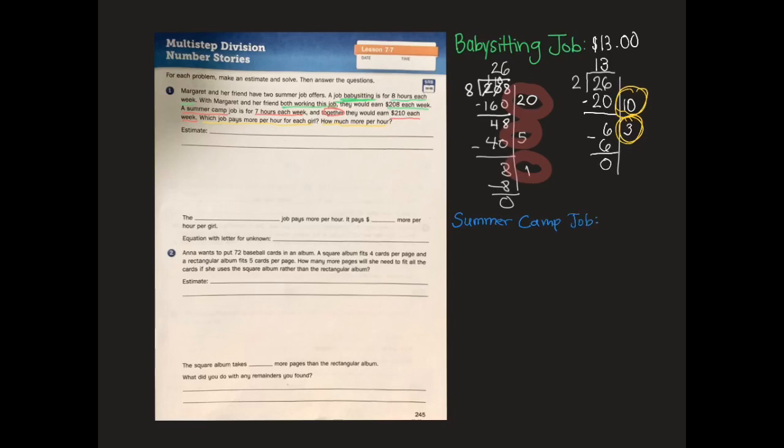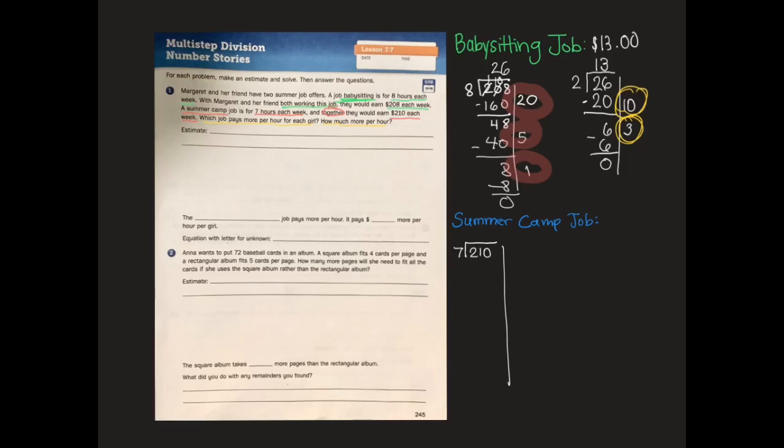Now, let's take a look at what we know. So for the summer camp job, it's 7 hours a week, and they get $210 a week. So now I know how to set up my division problem. I'm going to be doing 210 divided by 7. So let's set up our house. 210 goes inside. 7 on the outside. Draw my line. I'm ready to solve, okay?